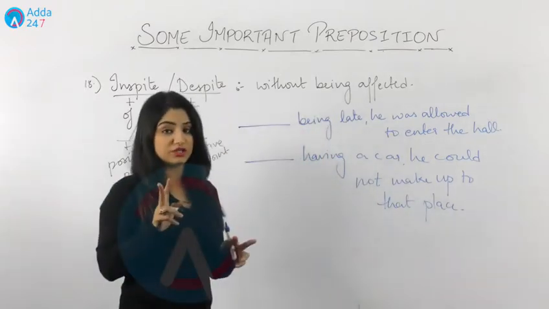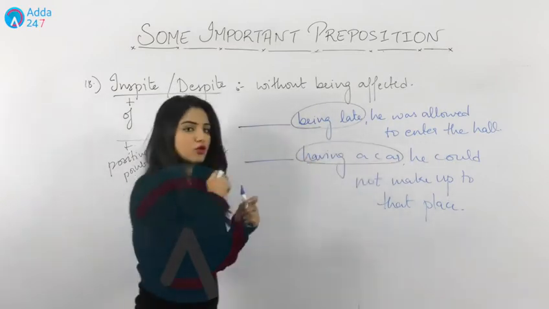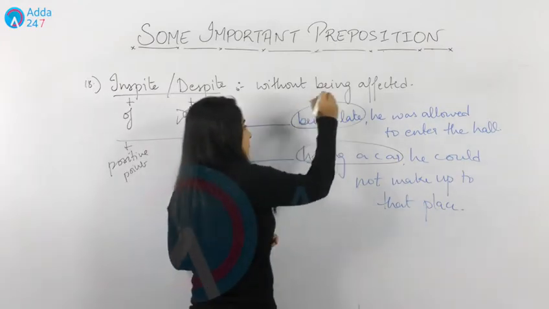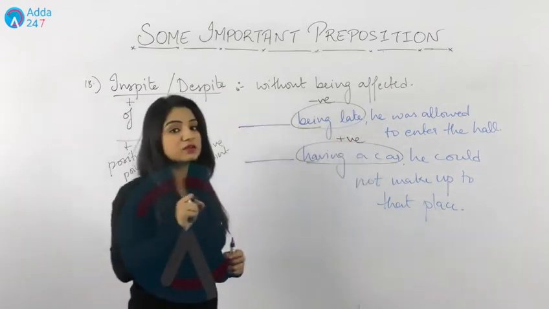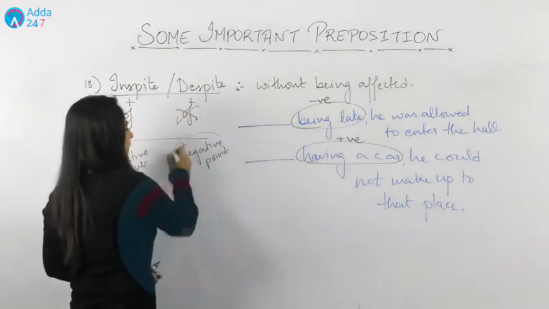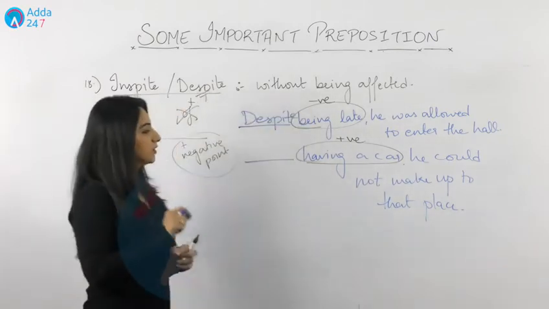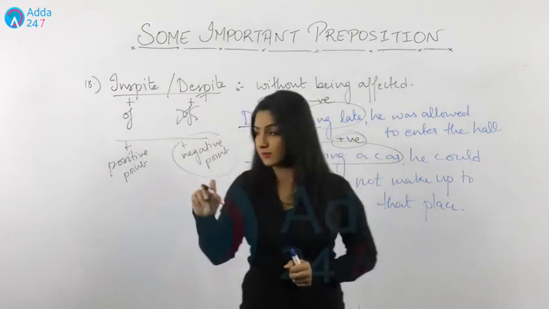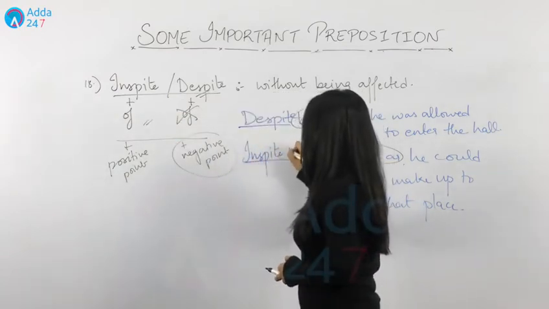Now see, you have two conditions given in the sentences. First is being late and second is having a car. Now do you find anything negative or positive in it? Yes, you can. Someone was late, that means you have a negative point here. And someone had a car, instead of that, he didn't reach that place. That means you have a positive point. But when you have a negative point, what you write is despite. So what we'll write? Despite being late, he was allowed to enter the hall. But when we have a positive point, having a car, which is mentioned here, so what we'll write? In spite of having a car.